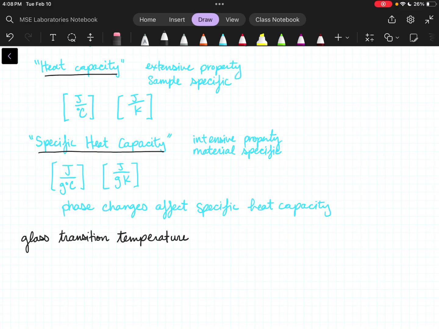That change is actually not a phase change. There's not a significant absorption, it's not an exotherm or an endotherm necessarily. It is more a change of heat capacity. So the thing that changes is not necessarily that it releases a bunch of heat and now it's in a glassy state.